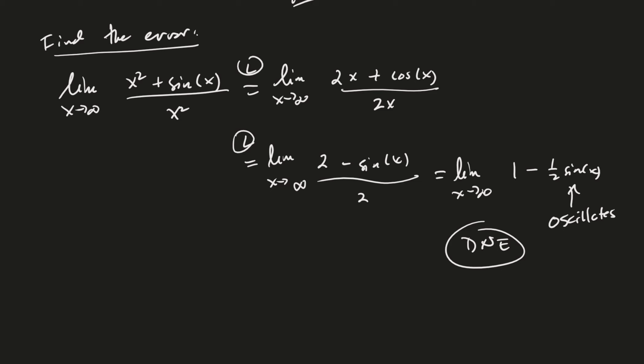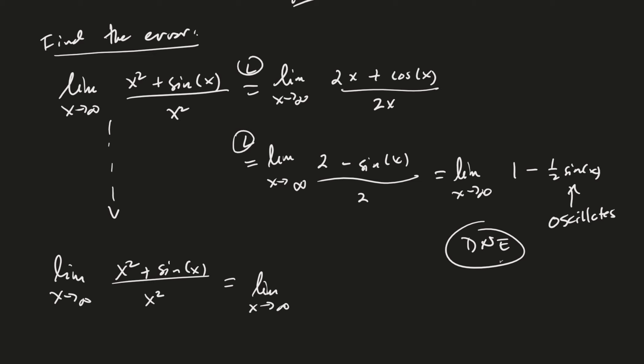Why isn't it the right conclusion? We said that you could use L'Hopital's rule as long as your limit actually exists. Because now let's go back to the original expression and take another look at it. We have x squared plus sine of x divided by x squared. Notice that you could rewrite that as the limit as x approaches infinity of 1 plus the sine of x divided by x squared.